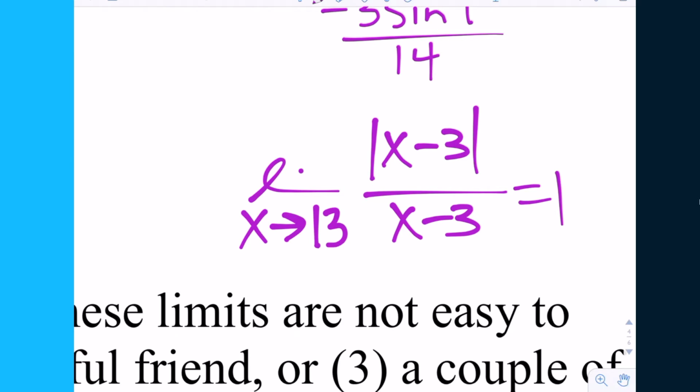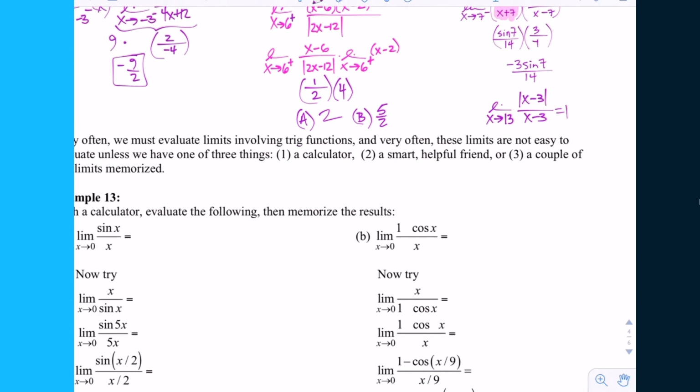Plug in 13. 13 minus 3 is 10. Absolute value is 10. 10 over 10 is 1. Okay, so good. I tried to trick you, right? It would be D and E, the general limit, only if I'm approaching what value of x? 3. And I put 13 there thinking maybe you wouldn't see the 1. But you saw it, right? Totally cool. So don't jump to conclusions.